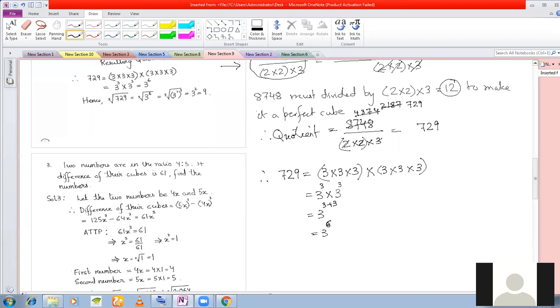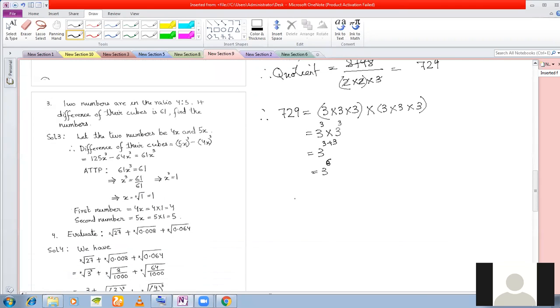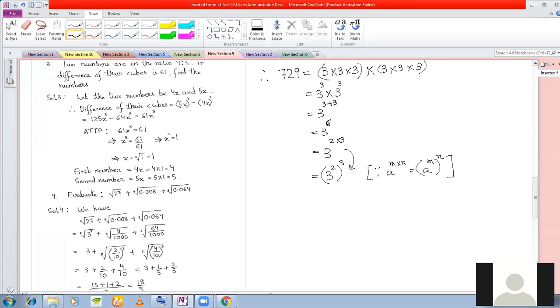Now 3 to the power of 6 I want to express as a cube. So what I do is I break 6 as 2 into 3. So now I can write this as 3 square whole cube. And this is because you know that e to the power of m into n can be written as e to the power of m whole to the power of n. Okay, that is why from this step I could write this step. So I've expressed 729 as a power of 3.